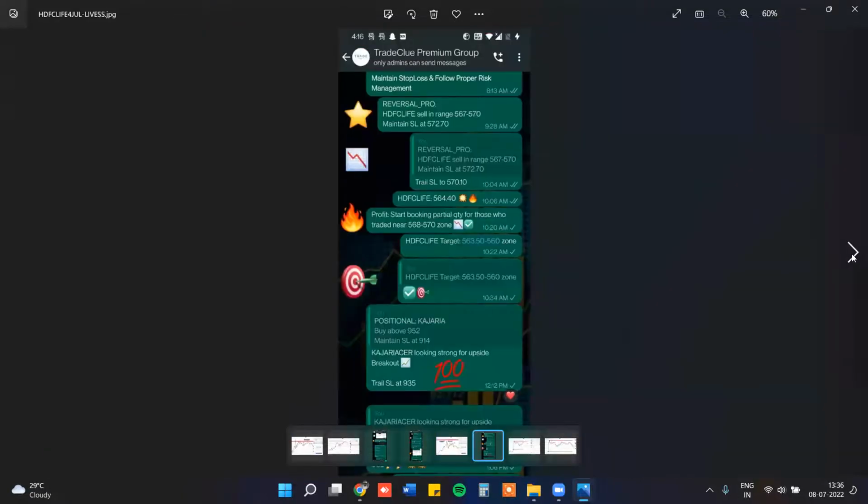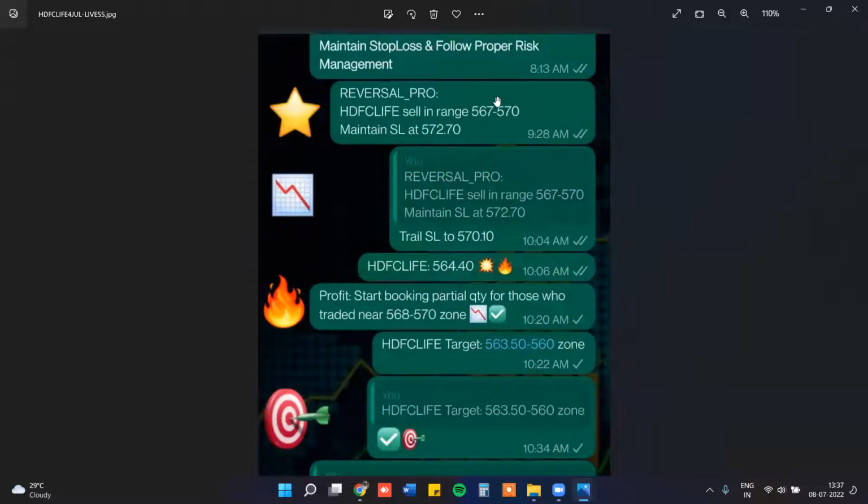HDFC Life was one alert which was given. HDFC Life was a sell in range around 567 to 70, and my SL was around 72. Now you can see there was such a small SL, and in that favor, even if it cracks down 3-4 points, you are done with your risk reward.